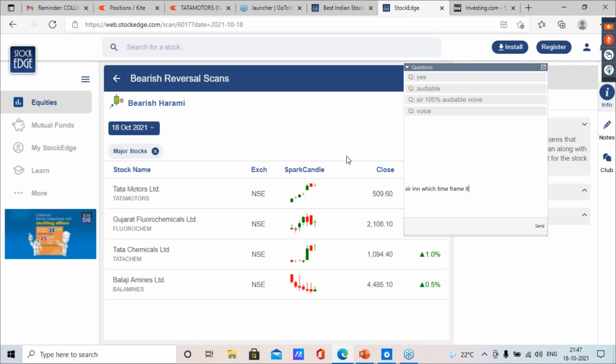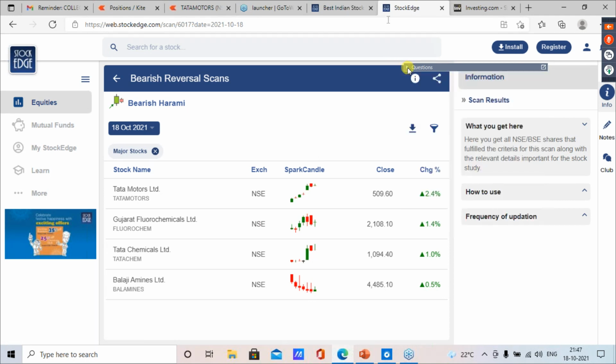So are you guys okay with this? We'll just have a look at Tata Chemicals. It is not that appropriate. So Tata Motors, it shows in 1 day time frame. Please write down a few points. Stock Edge gives you information in 1 day time frame.